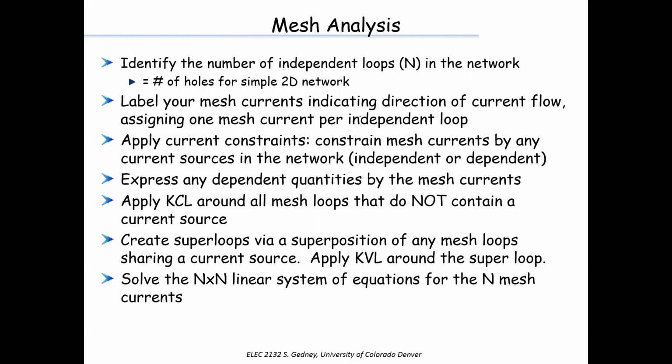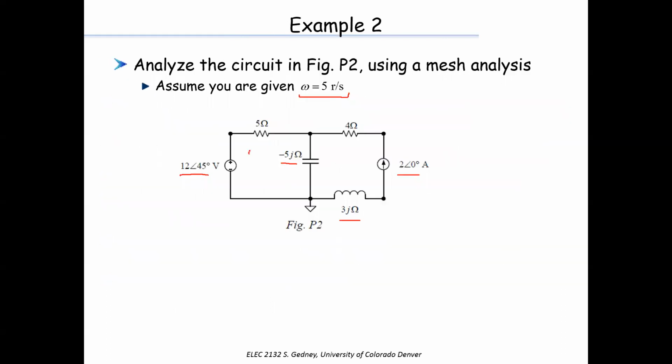Next, we want to label our mesh currents, indicating direction of current flow. So I have 2 independent loops, so I'd have 2 currents. I'll call these I1 and I2. I1 flows through all the branches in mesh 1. I2 flows through all the branches in mesh 2. Since they share this common branch, I have I1 flowing down, I2 flowing up, and they superimpose over this branch.